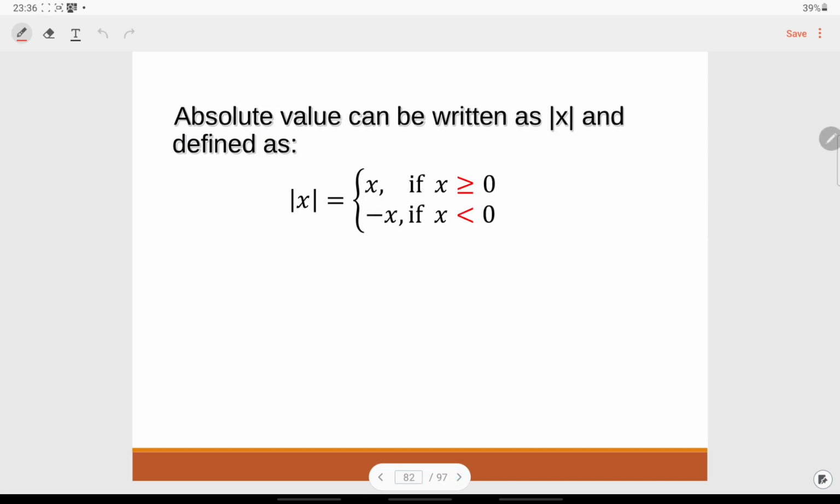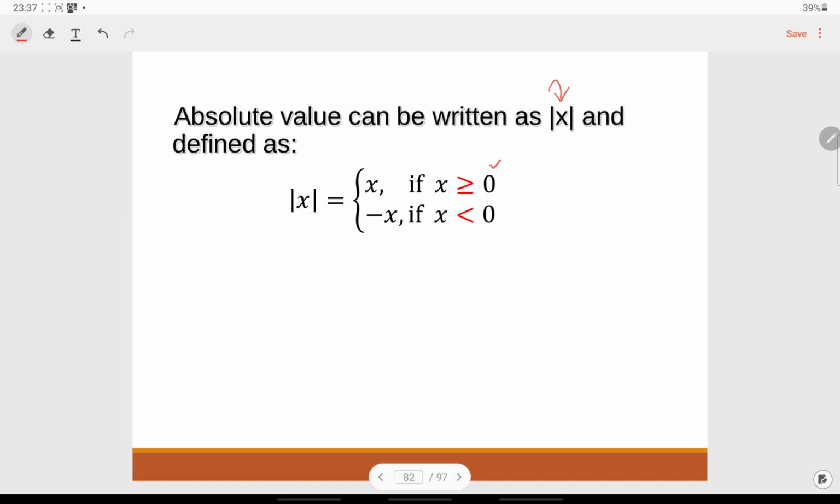Okay, this is the definition for the absolute value. Absolute value can be written like this, enclosed in 2 vertical lines, and it is defined as follows. The absolute value of x, we enclose x between 2 vertical lines, is equal to x if x is greater than or equal to 0.